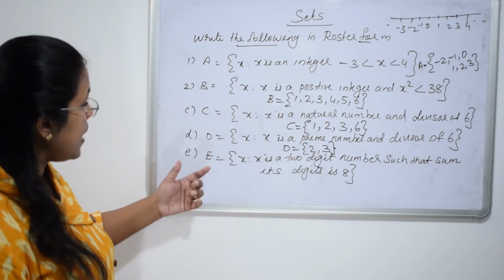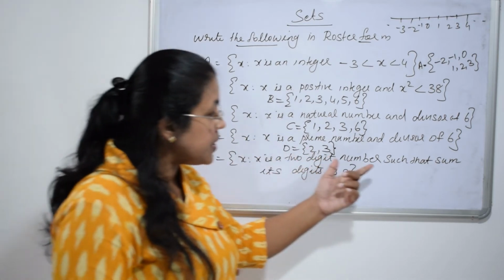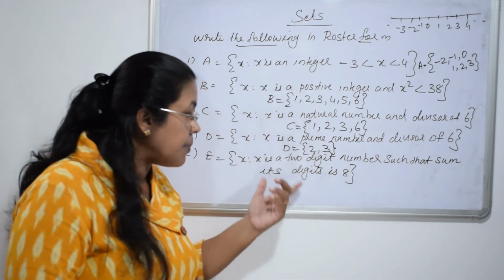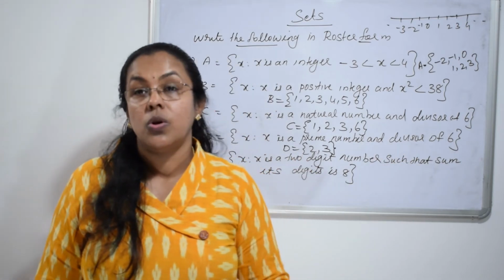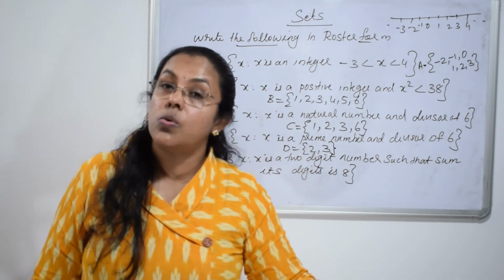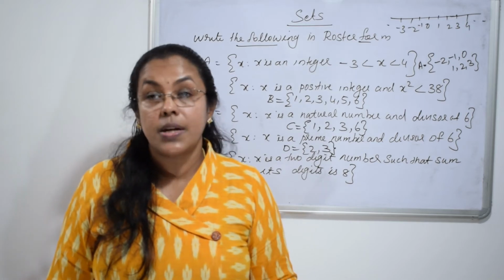Last question. x such that x is a 2-digit number such that the sum of the digits is 8. Two-digit numbers whose digits sum to 8. What are those numbers?